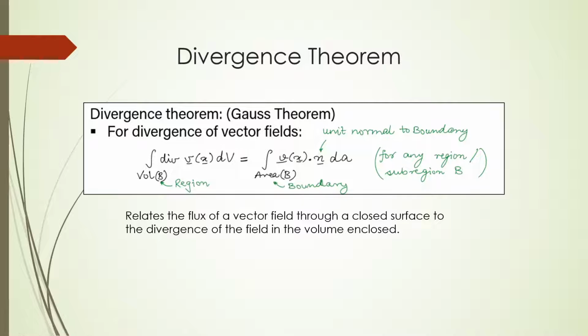So before we proceed further, we need to know what divergence theorem actually is. Divergence theorem actually relates the flux of a vector field through a closed surface to the divergence of the field in the volume enclosed. So we have our divergence and we integrate it over the volume. This will be equal to the flux generated over the surface area.